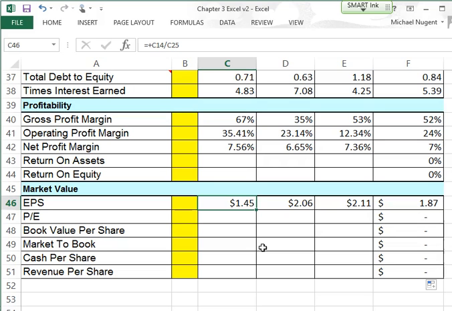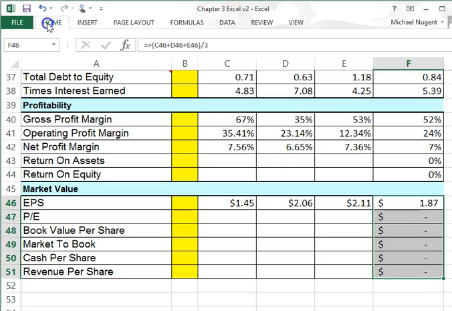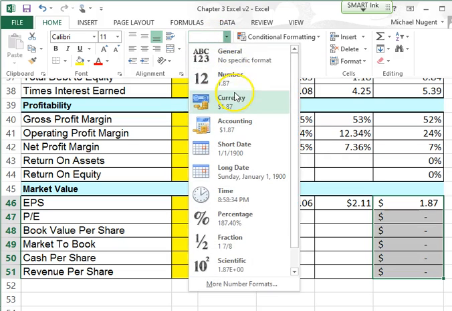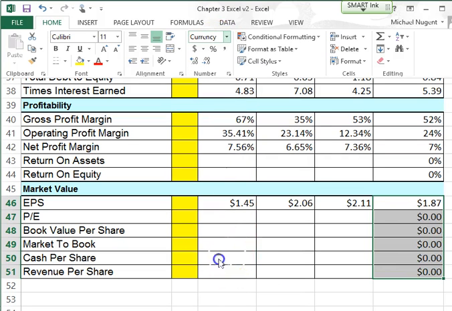Now, that's a problem. And you should say to yourself, well, they have the most earnings. Why do they have the lowest earnings per share? And I don't like this accounting currency. I like this currency better.